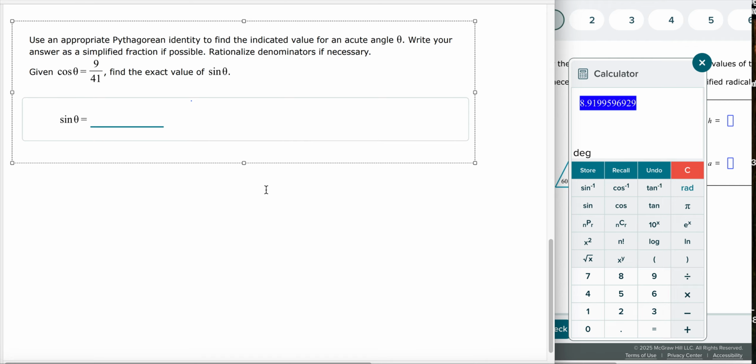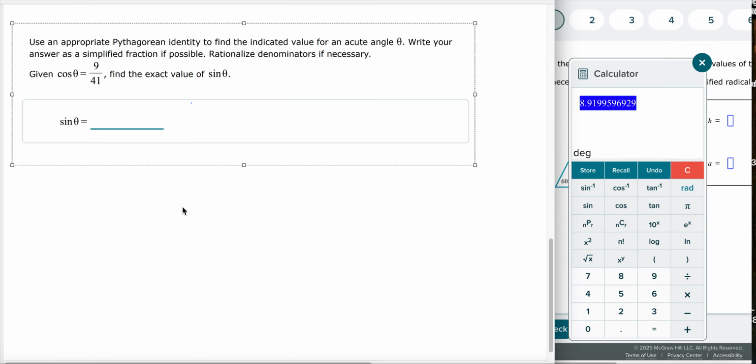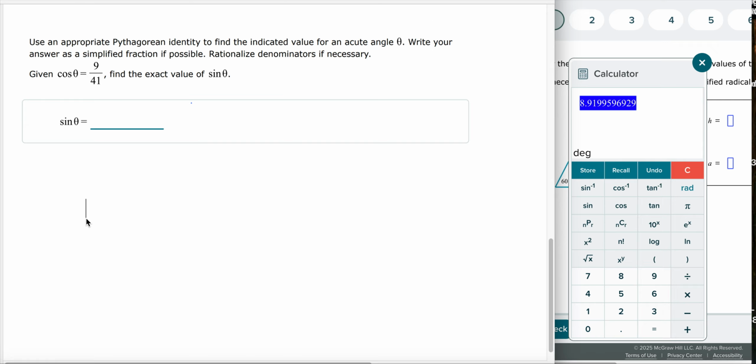There's more than one way we can look at this. It is often really helpful to draw a right triangle. So let's do that. Let's start with what we know. What's given is that cosine of theta is 9/41. That actually gives us a right triangle and enough information to identify every angle and side.